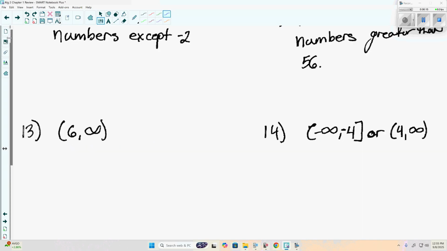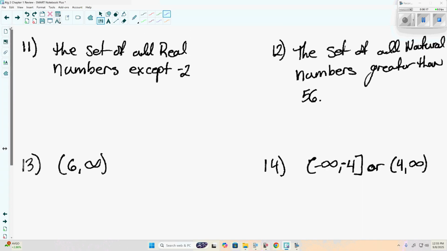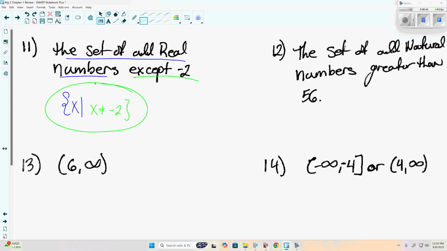We'll look at one more of these here. The set of all real numbers except negative 2. Well, our group is the set of all real numbers. So that gives us our group of numbers, brace x bar. Our description is what? Except negative 2. So x cannot be equal to negative 2. And that's it.